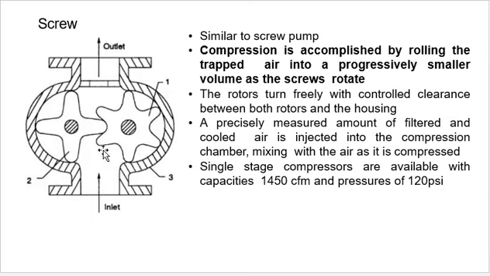So at the inlet, the screws are unmeshed, due to that the volume will be increasing, and at the outlet of the casing, the screws start to mesh, so the volume decreases and pressure increases. A precisely measured amount of filtered and cooled air is injected into the compression chamber, mixing with the air. It is compressed in a single stage, and compressors are available with a capacity of 450 and a pressure of 120 psi.